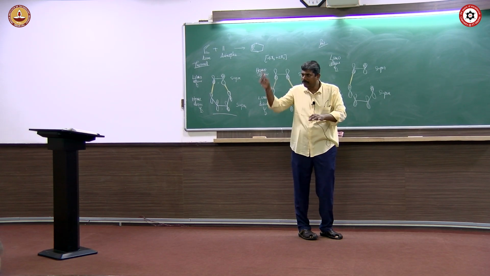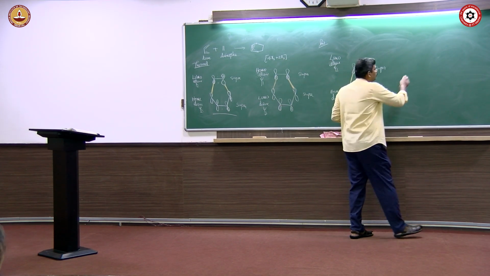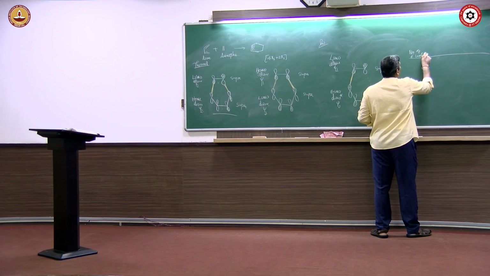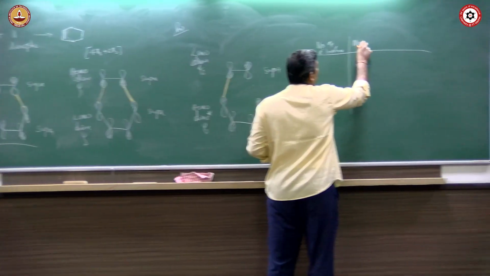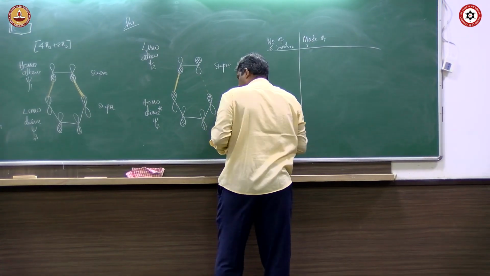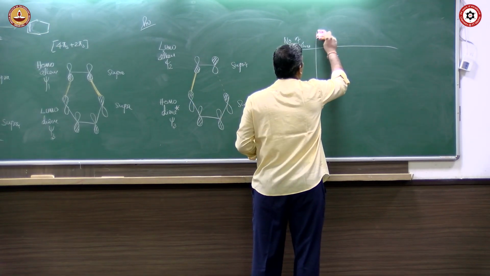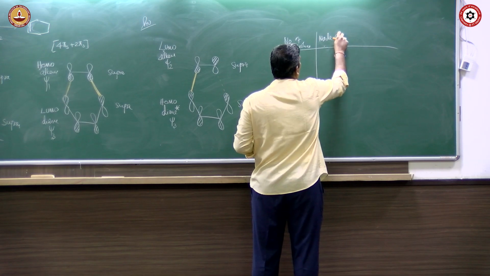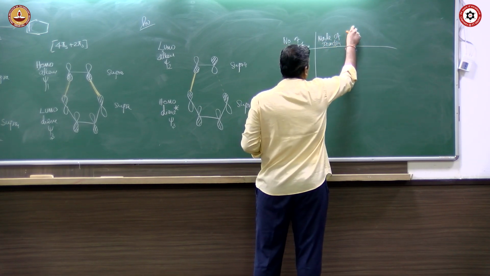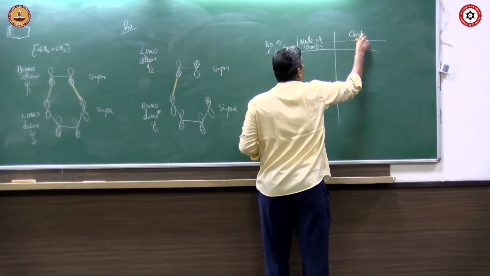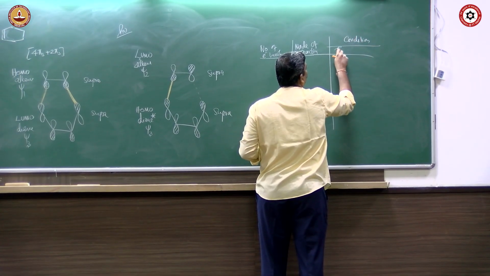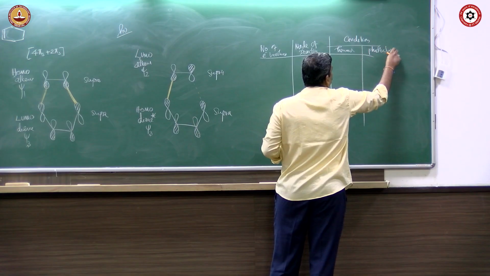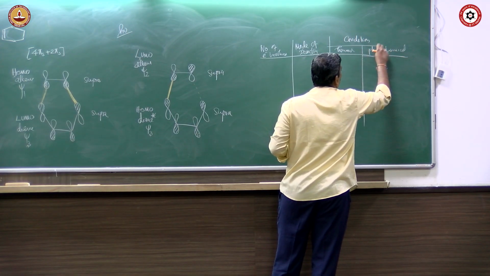So if you want to summarize, as we did for an electrocyclic reaction, for the number of electrons involved, with respect to mode of reaction, let's keep that because in some cases it's supra and allowed. So mode of reaction, and then we say condition: thermal and photochemical. My handwriting is becoming very bad.